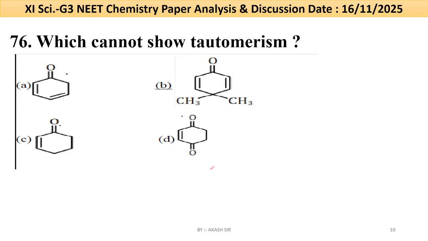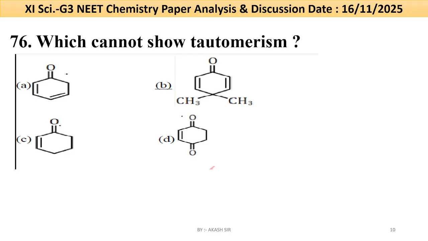Tautomerism कौन नहीं बताता है? Question number 76 here. Now to determine which of the given compounds cannot show tautomerism, let's first understand what tautomerism is. You know very well, tautomerism is a phenomenon in organic chemistry where two or more molecules called tautomers are in equilibrium with each other.